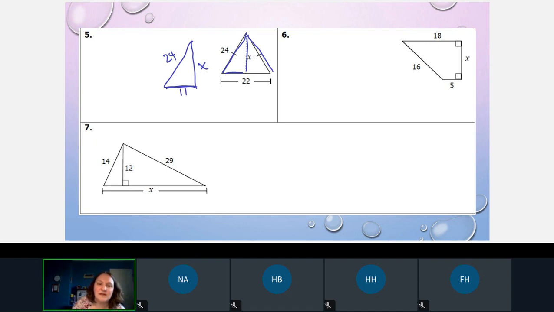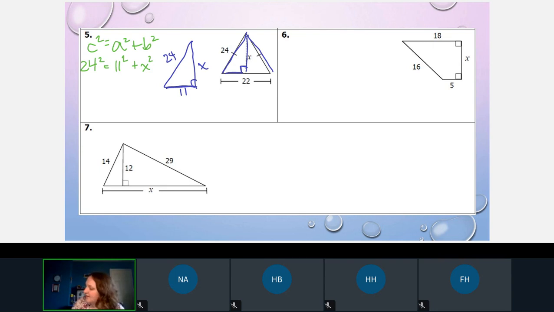And now we can use our Pythagorean theorem. We know that the altitude of an isosceles triangle is in fact perpendicular to the base. And if you didn't know that, now you do. So let's use our Pythagorean theorem. C squared equals A squared plus B squared. In this case, C is 24. That's the longest side or the hypotenuse. A is the shorter leg, which is, I'm going to say, 11. And our missing height or missing leg is X.